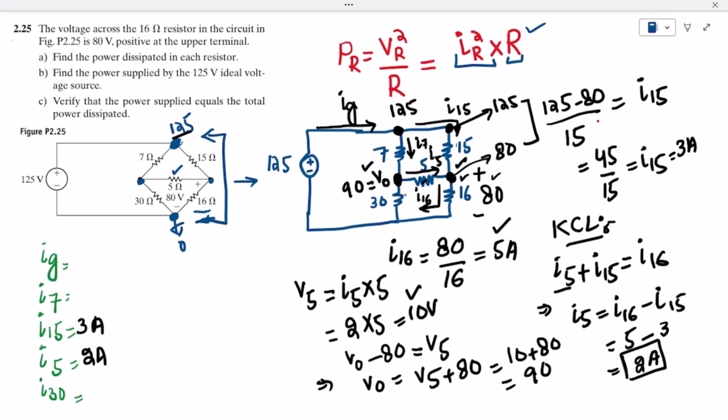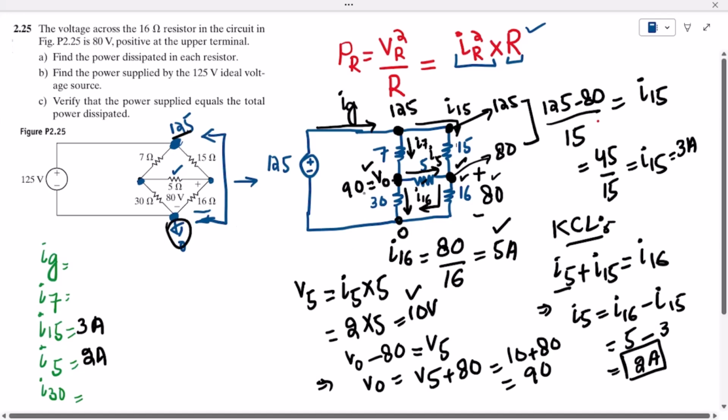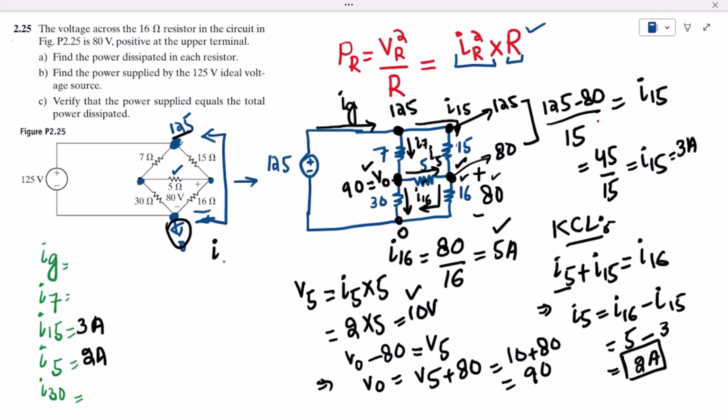Now from it we can find out the current I30 as well, because this voltage is known, which is 90. So potential difference divided by the resistance will be I30. The potential difference is V naught minus 0, divided by 30. So V naught is 90, divided by 30, so that is 3 amps. So the value of I30 is 3 amperes.